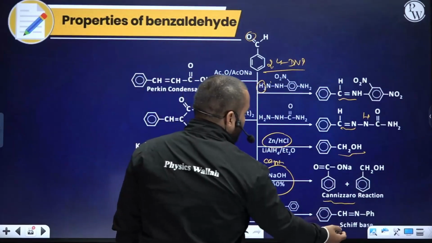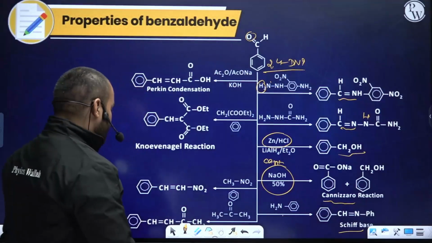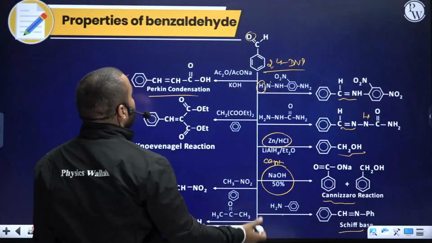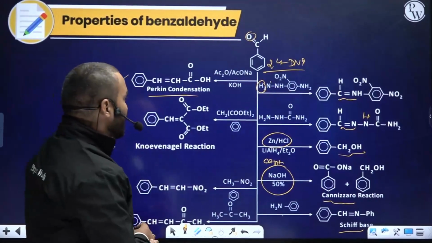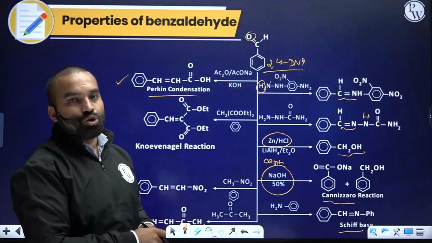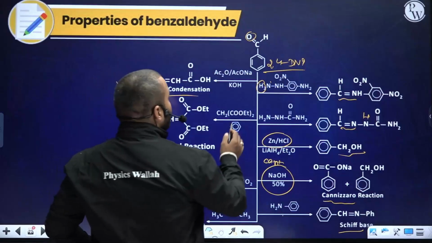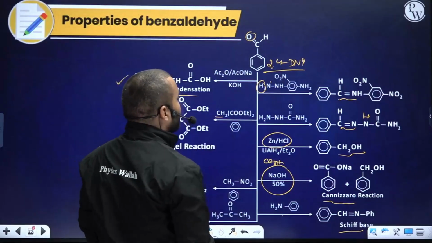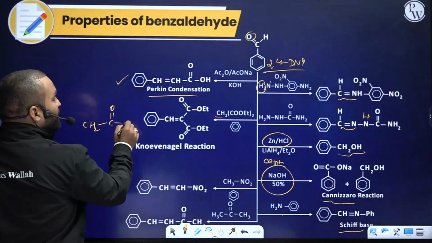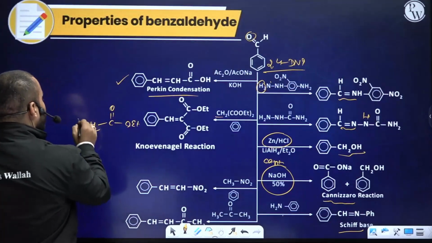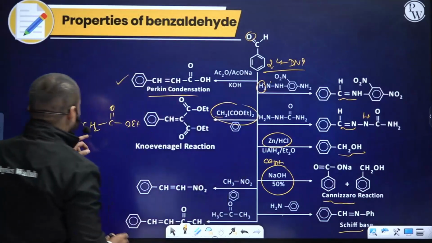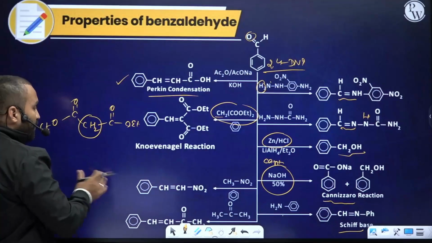Again, condensation reaction to form Schiff base. Schiff was the name of a scientist. On the left hand side, there is a very important reaction, Perkin reaction, Perkin condensation. Perkin condensation happens between benzaldehyde and an acid anhydride, in the presence of its own conjugate base. If you react benzaldehyde with compounds having an active methylene group, the molecule written here is known as an active methylene containing compound, and it will react with benzaldehyde.